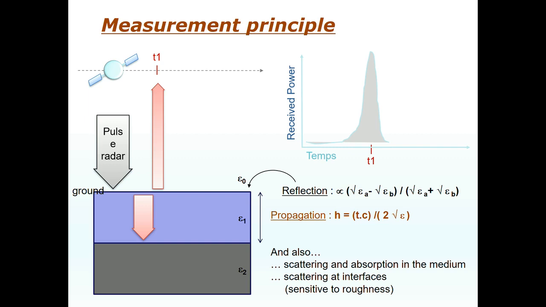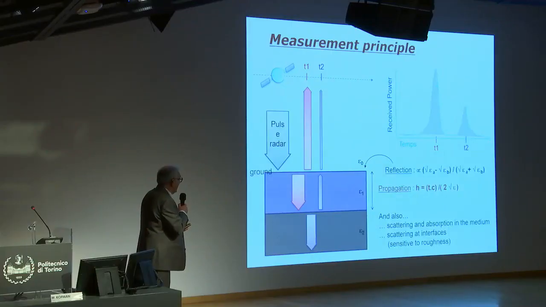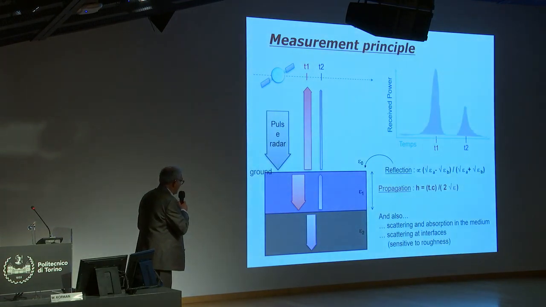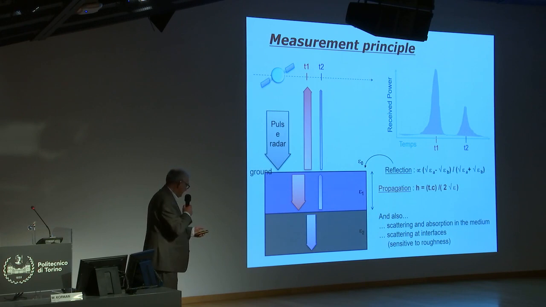Then the signal propagates inside. It's reflected from inside, and we see the second peak which arrives. From the ratio between the two, we can detect the properties of the first layer. And of course, we have multiple layers inside, and then we can see all of this. This nice process is slightly perturbed by the scattering and absorption in the medium, of course.